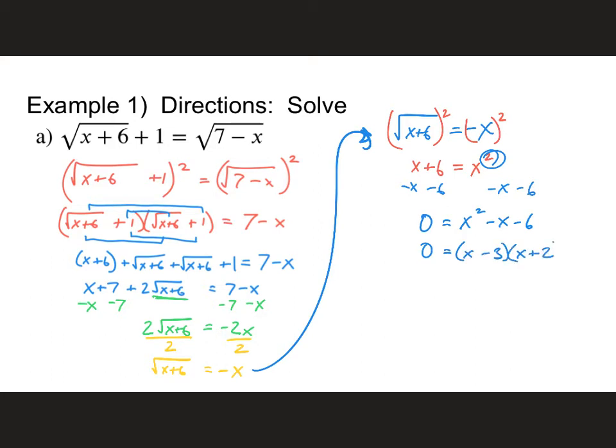Thank you very much. I get x minus 3 times x plus 2, which means x is equal to 3 and negative 2. Whew. All right, well, we're almost done with this problem. I just have to very quickly check the answers to see if they work out. So I almost ran out of room here.